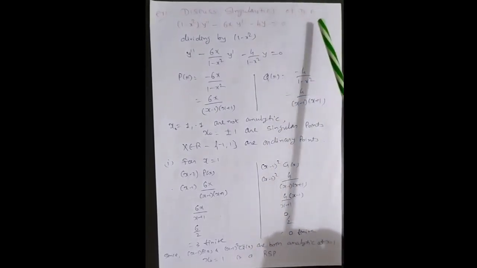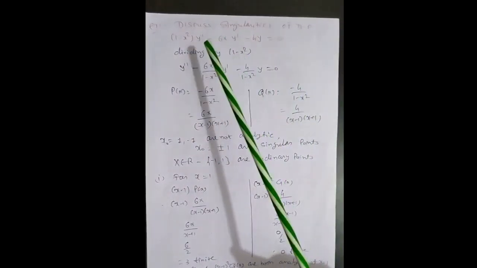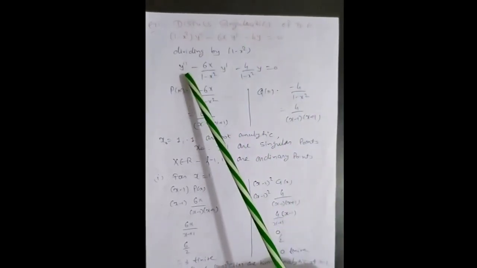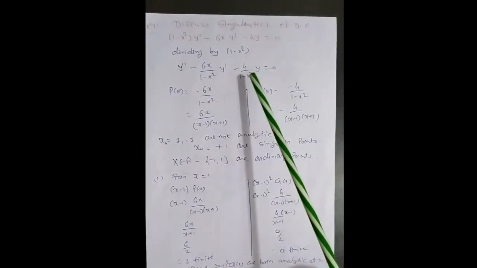Discuss the singularities of the differential equation (1 − x²)y'' − 6xy' − 4y = 0. First, whatever differential equation is given in the question, convert it into the standard form. For converting to the standard form, divide by 1 − x², and we get the differential equation y'' − 6x/(1 − x²) y' − 4/(1 − x²) y = 0.